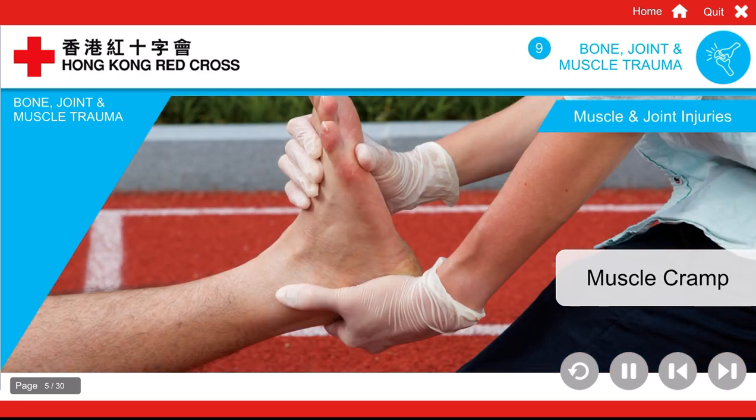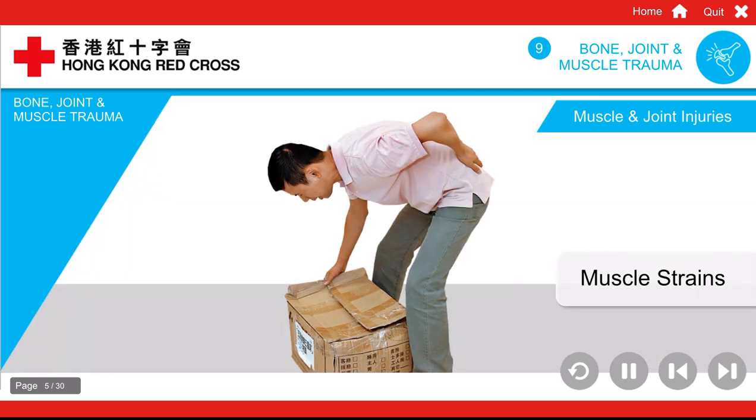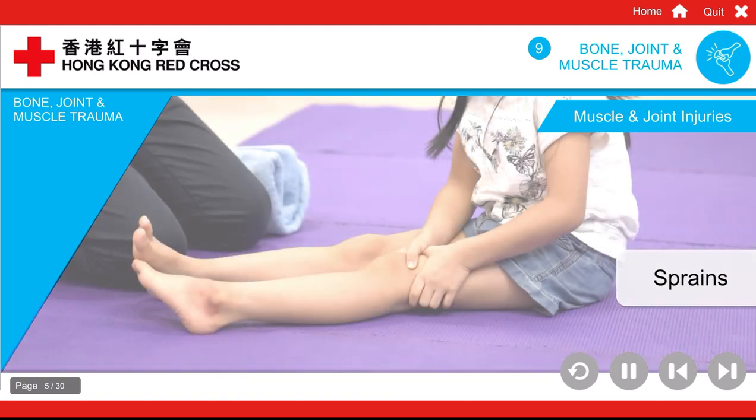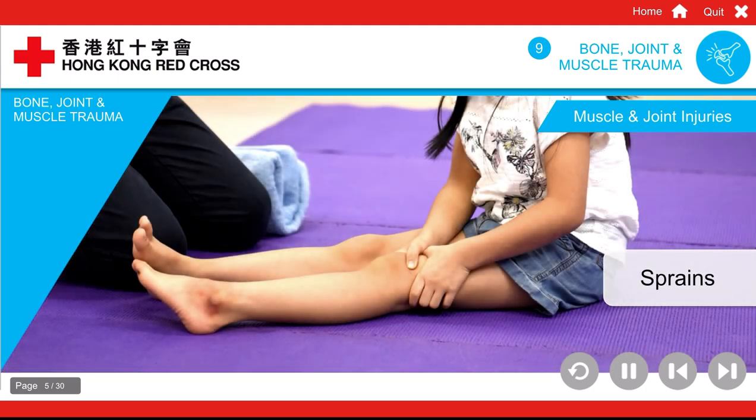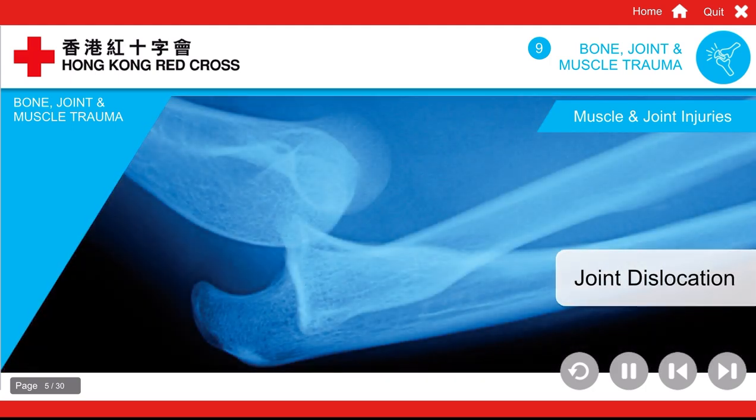There are four common types of tendon, muscle and joint injuries, namely muscle cramp, muscle strains, sprains, and joint dislocation.